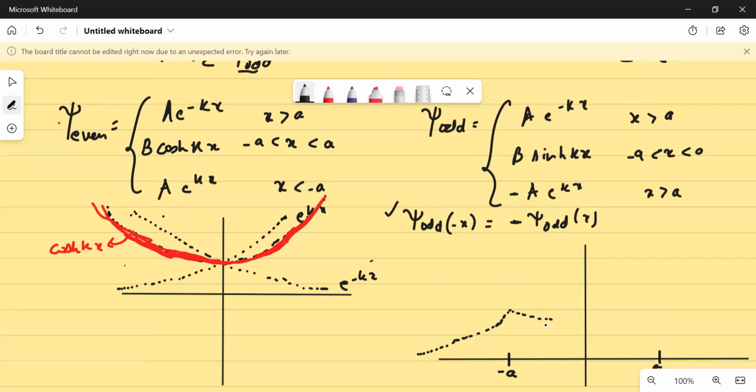This will look like this. This is your cosh x. And after x greater than a, again, your function would behave as if it is e to the power minus kx. So this is how I can plot your wave function.